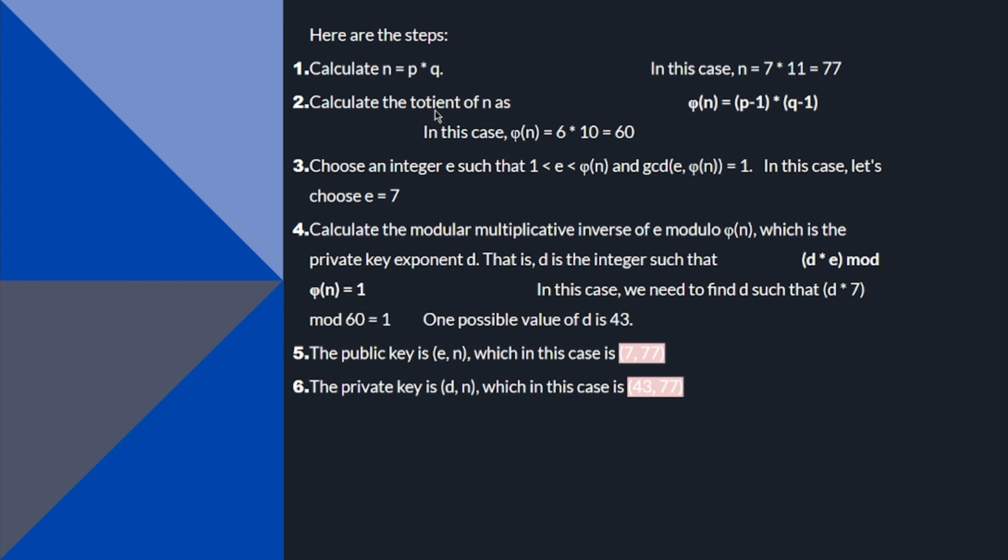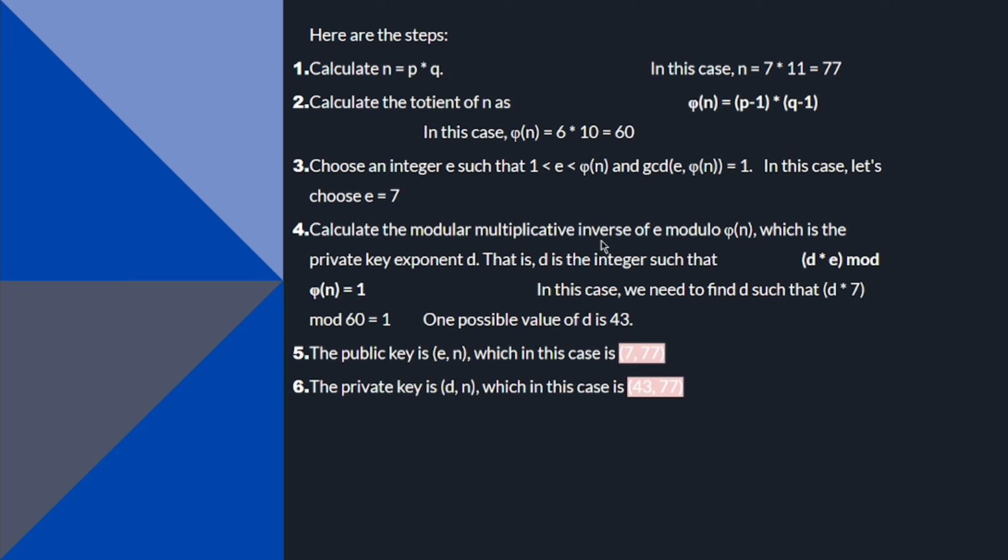Now we will calculate the totient of n, which in this case is phi of n equal to 6 times 10, that is equal to 60, since we know that phi of n equals (P minus 1) times (Q minus 1). Now we will choose an integer e such that e is greater than 1 and less than phi of n, and the GCD of e and phi of n should be equal to 1, which means e and phi of n should be co-prime numbers. In this case, let's choose e equal to 7, since 7 and 60 have GCD equal to 1.